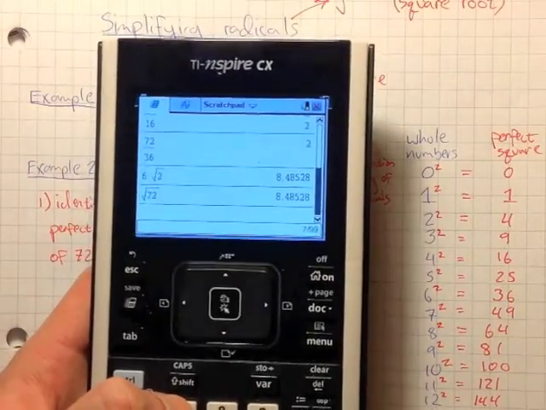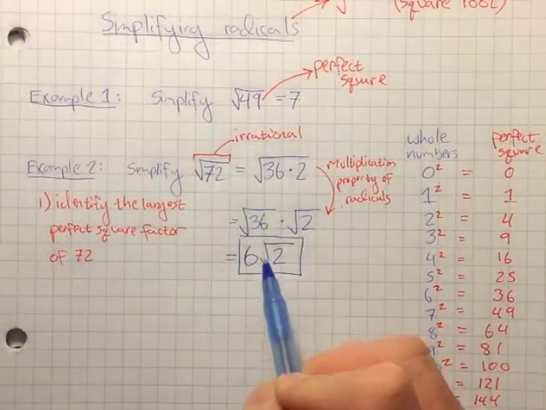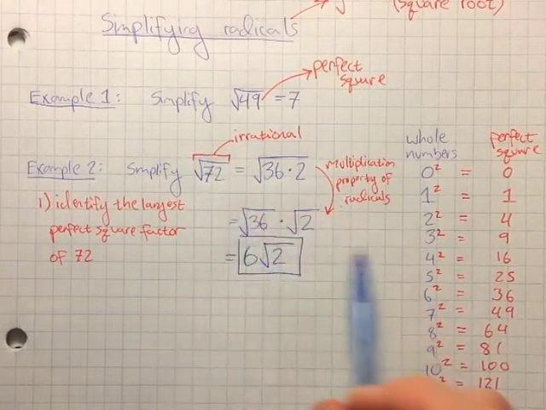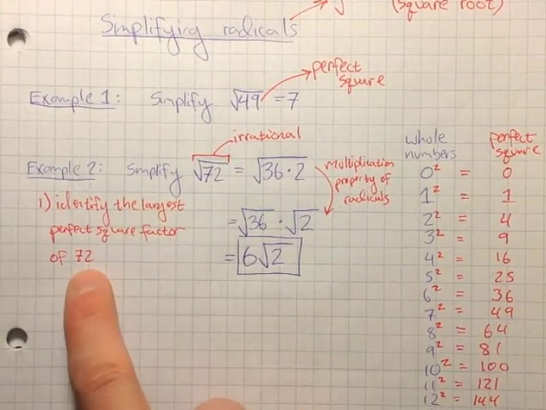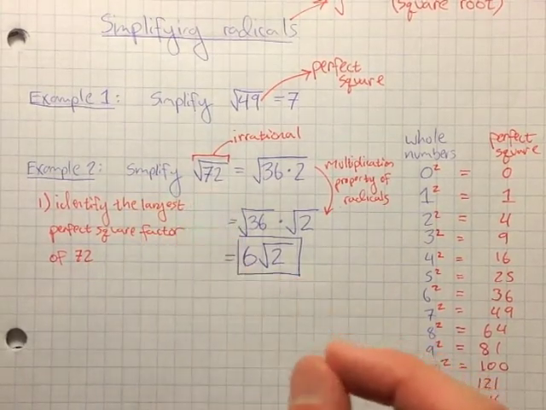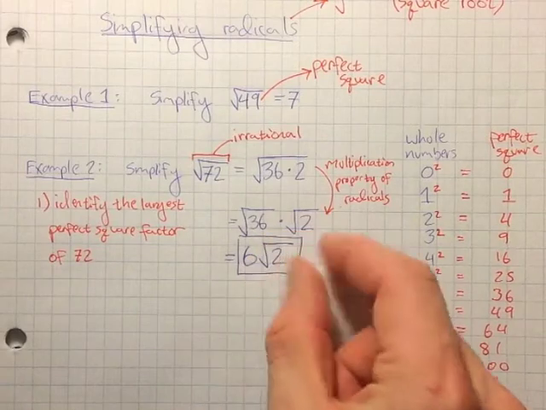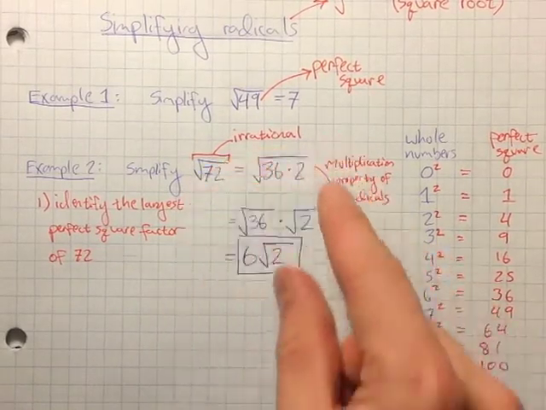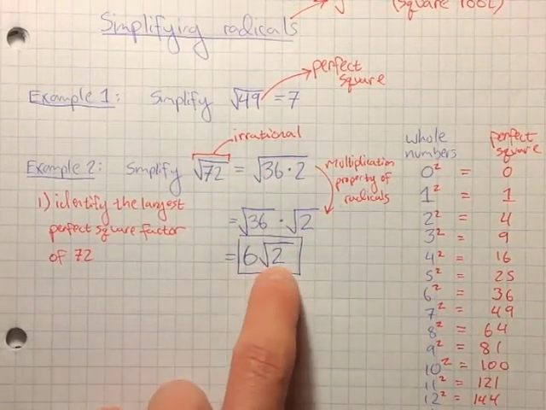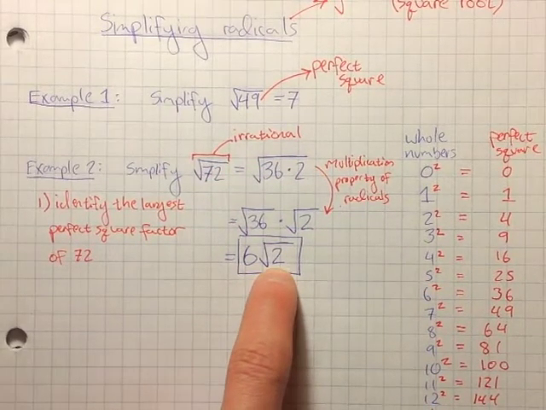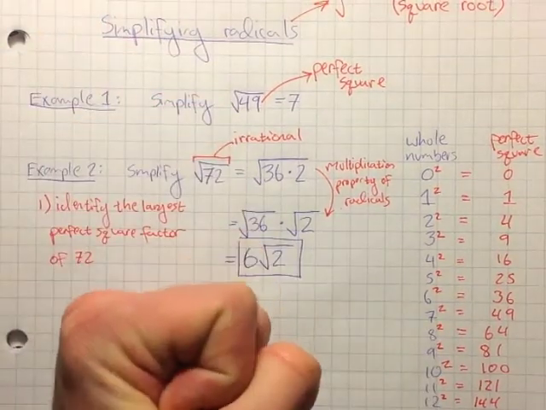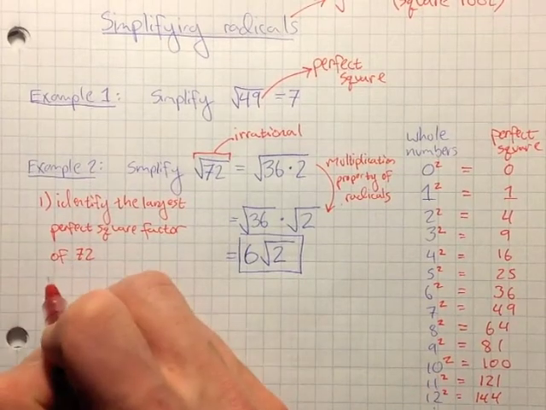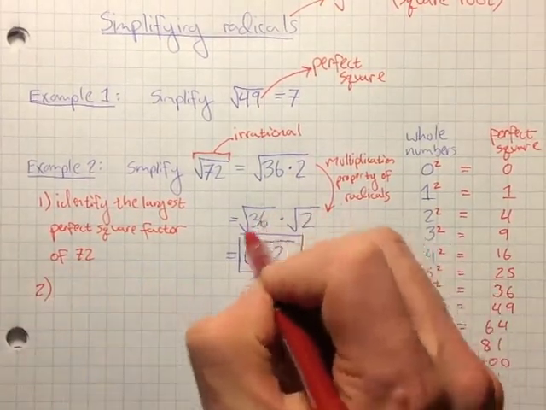Okay? Now the question is, why in the world did we do this? That's a great question, and I don't know the answer to it, okay? All I know is that the goal of simplifying a radical is to take out any perfect square factors from inside the radical. Take out as many perfect square factors as you can, okay? So that the number left over inside the radical is as small as it can be, okay? So the first step here was to identify the largest perfect square factor of 72, and that turned out to be 36.